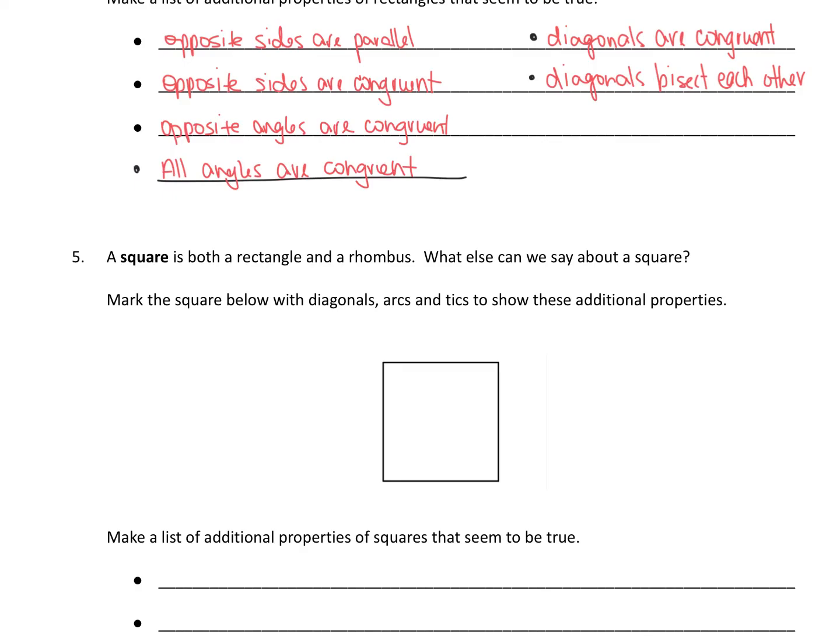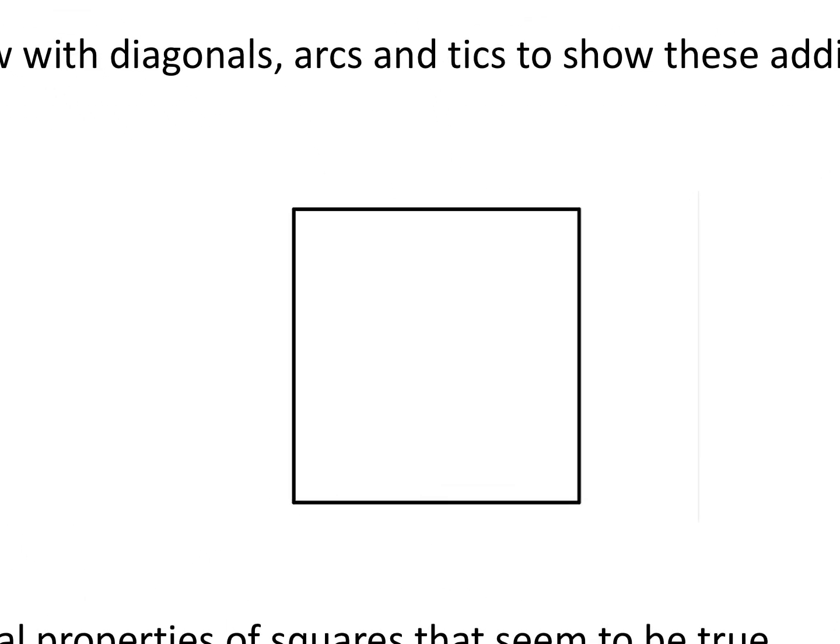All right, let's mark up a square. So a square will have opposite sides being parallel, just like all the other shapes. So parallel to this one, and then these two are parallel. A square will have opposite sides congruent, but not just opposite sides congruent, all sides congruent. So let's do a single tick on all the sides. And then a square will also have opposite angles congruent, but not just opposite angles congruent, all angles congruent. So all of these are going to be 90 degree angles, right angles.